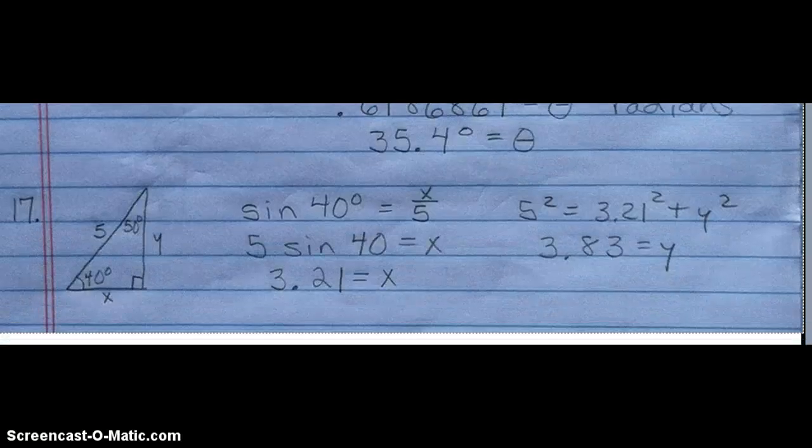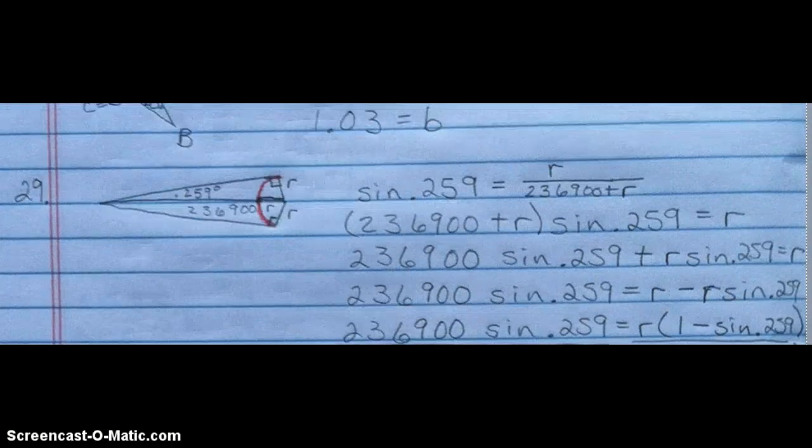Problem 17. I wrote this wrong. So if we want the sine of 40 degrees, it's not x over 5. It should be y over 5. So the sine of 40 degrees is y divided by 5. 5 sine 40 equals y. So y is 3.21. This is wrong too. Should be 5 squared equals 3.21 squared plus x squared. And if you solve for x, you would get x is 3.83.